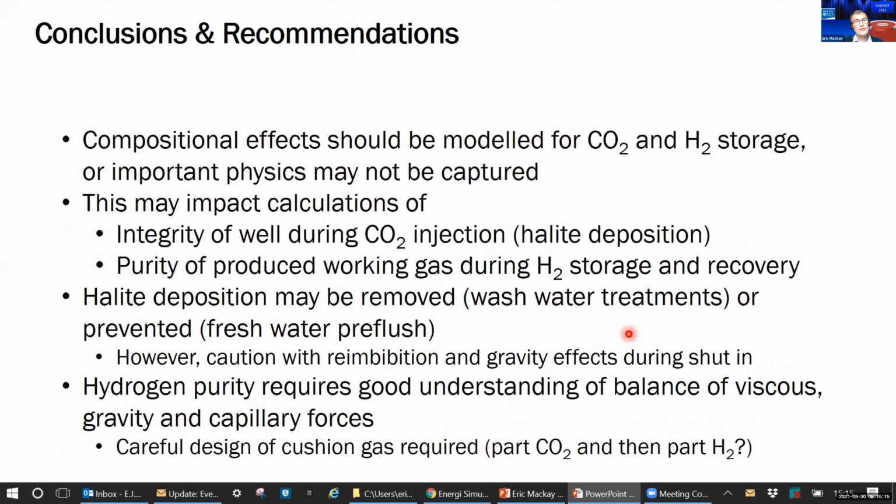So I want to finish off just by saying that compositional effects should be modeled for both CO2 and hydrogen storage, or we may lose some important physics that may have impact on our processes. Particularly, we've shown an example here of halite deposition during CO2 injection, which can only be modeled with compositional simulation, and also looking at the purity of hydrogen production.